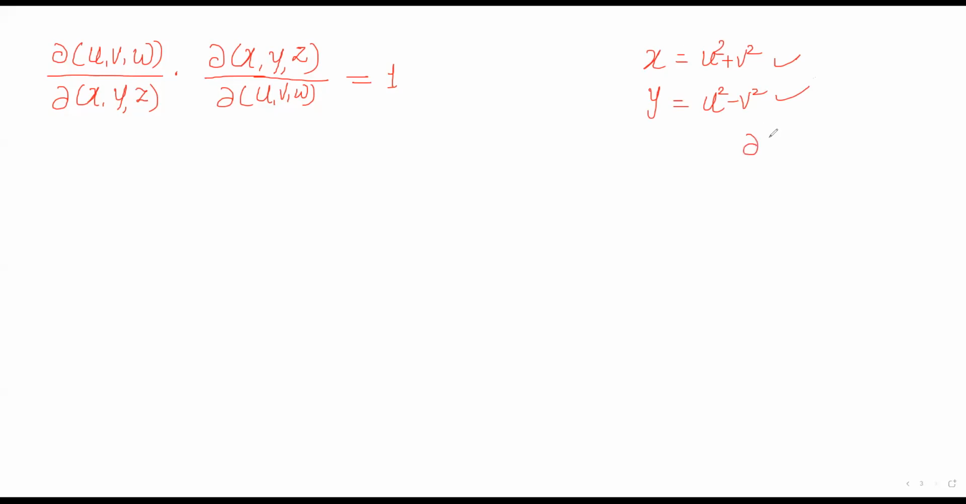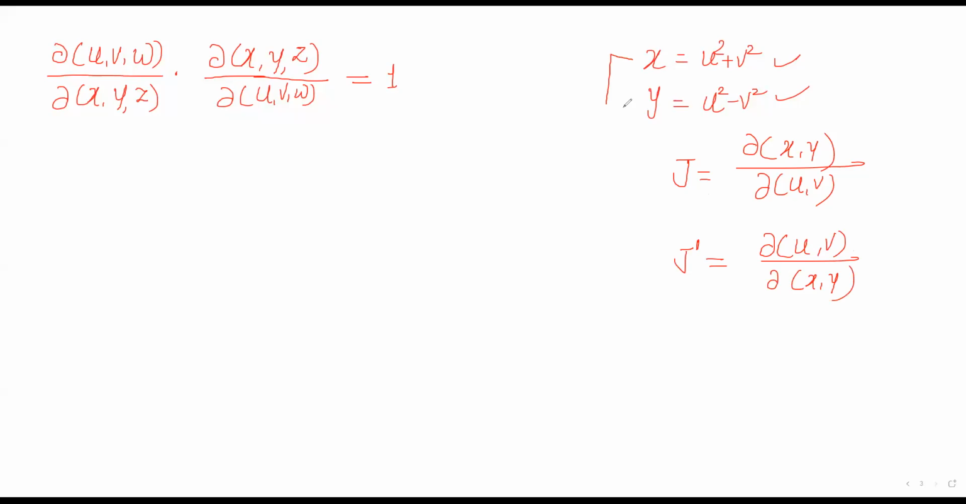Here it is J, but to find out J dash is nothing but derivative of UV with respect to x and y. Means by making any adjustment or any arrangement, we have to convert this u and v in the function of x and y.